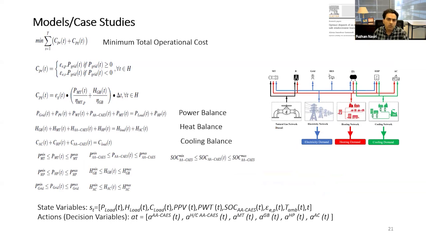There are constraints on power balance, heat balance, and cooling balance, and there are constraints on the compressed air energy storage system: the pressure of the air, the amount of air that can be stored, and the amount of power that can be released at any point in time. There are certain state variables that we're going to be observing, like the state of charge and contribution from renewables, so the amount of solar radiation and wind speed, and then the action or decision variables, which are all about production levels and charging and discharging decisions.